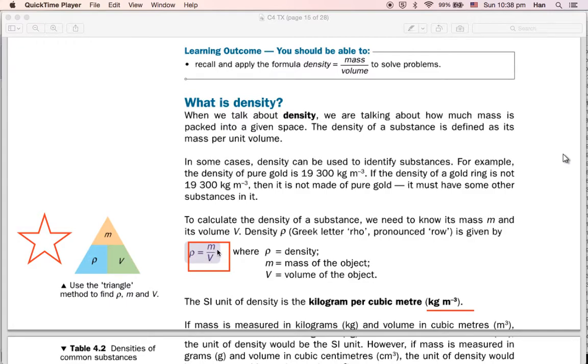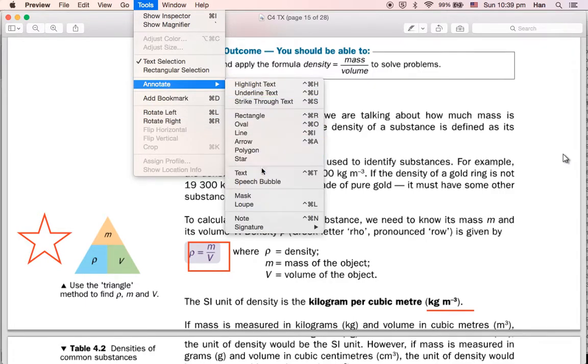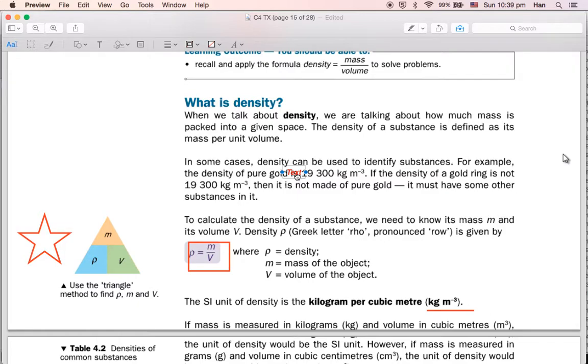We know the SI unit for mass is the kilogram, and the SI unit for volume is meter cubed. That's why the SI unit for density is kilogram per meter cubed. As you know, I don't really like this sort of notation, so instead of writing kilogram meter minus 3, I would like to change it to kilogram per meter cubed. Do write it this way so that we don't get confused.